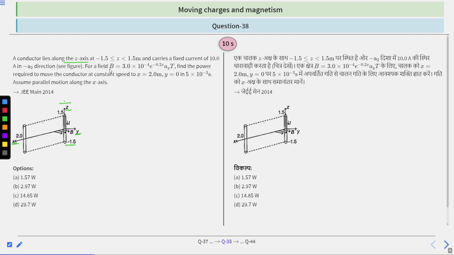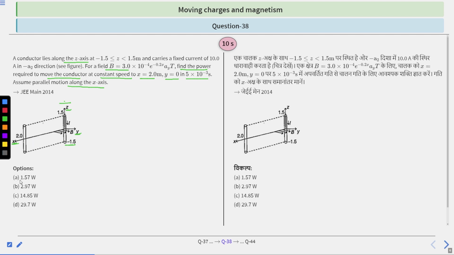For a field B equal to 3.0 into 10 raised to the power minus 4 multiplied by e raised to the power minus 0.2x T, find the power required to move the conductor at a constant speed to x equal to 2.0 meter and y equal to 0 in 5 into 10 raised to the power minus 3 second. Assume parallel motion along the x-axis.